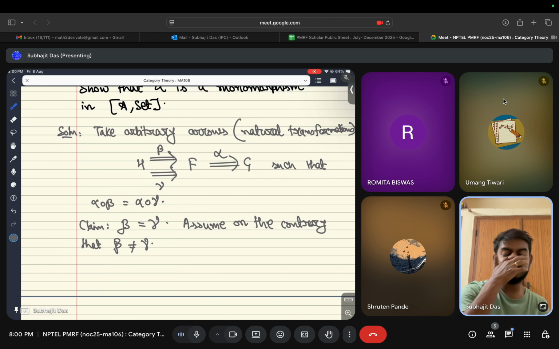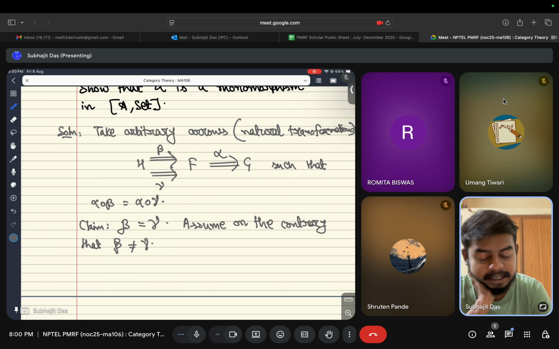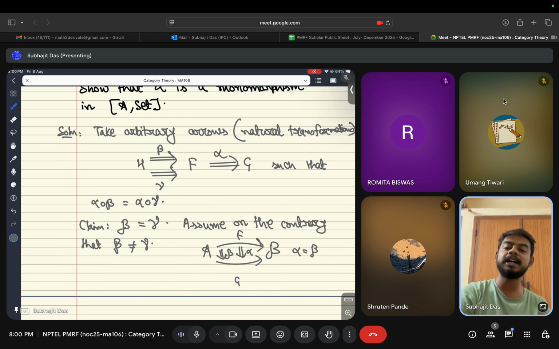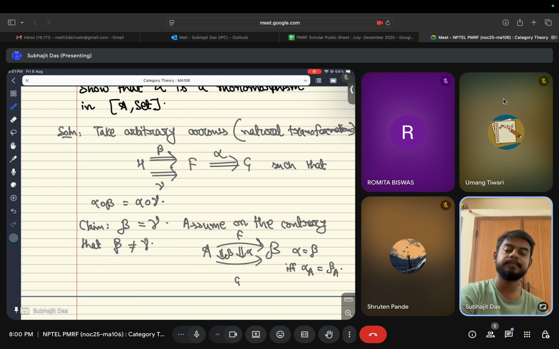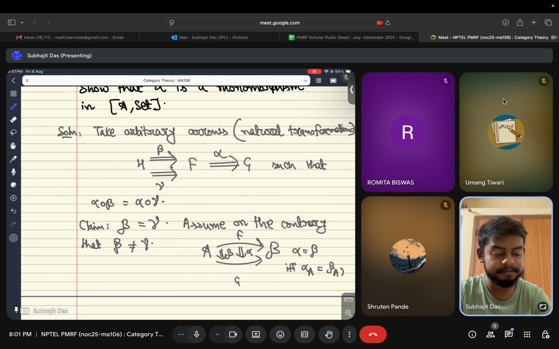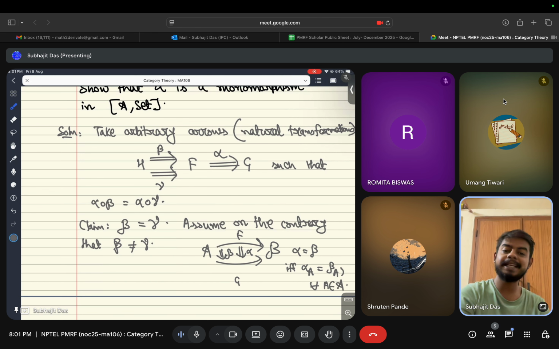So when are two natural transformations equal? Suppose I take categories A, B, two functors F, G, a natural transformation alpha, a natural transformation beta. When should I say alpha is equal to beta? If and only if their component arrows are equal, right? So if and only if the component arrow of alpha at the object A is equal to the component arrow of beta at the object A, for all objects A in your domain category. Then we say that alpha is equal to beta.